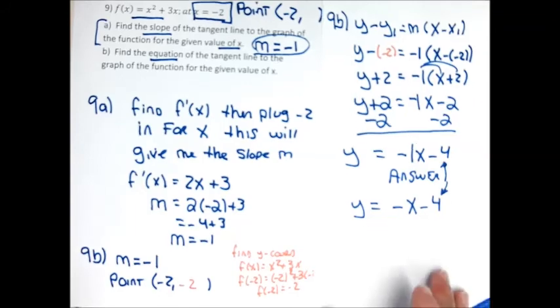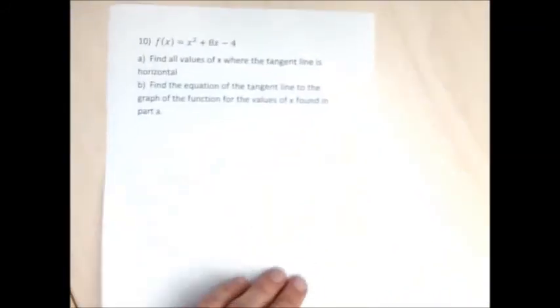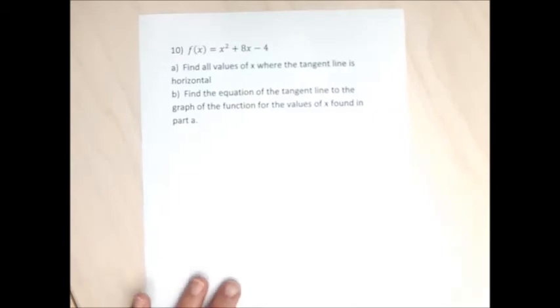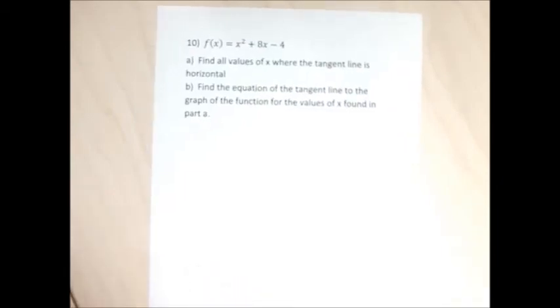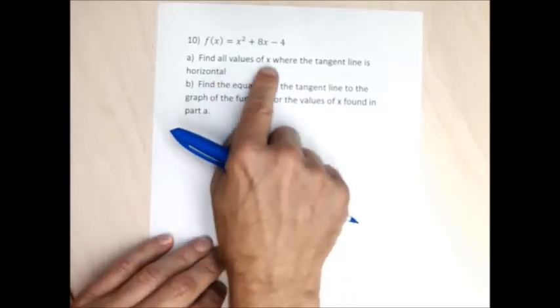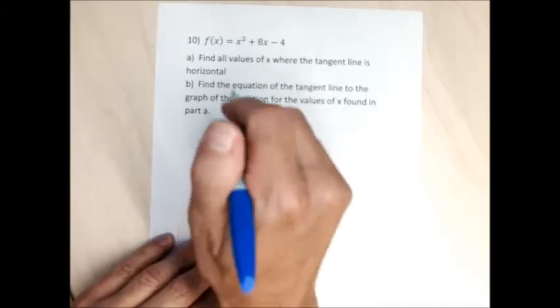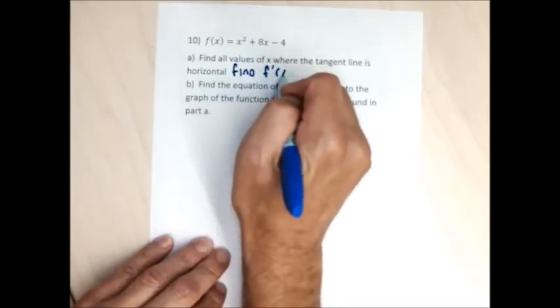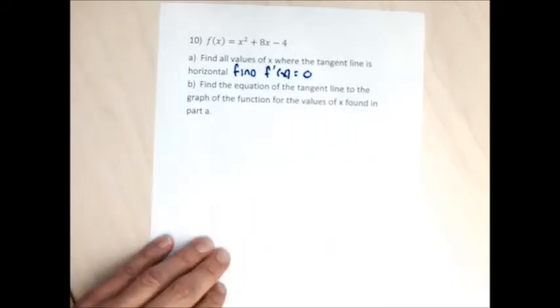All right, one more problem for this part, and it's finding a horizontal tangent line. We did a handful of these in this section. I know I just did a bunch of videos. I remember doing like a bunch of these. So part A, to find the value of x where the tangent line is horizontal, you're going to find f prime of x, set it equal to 0, and solve for x.